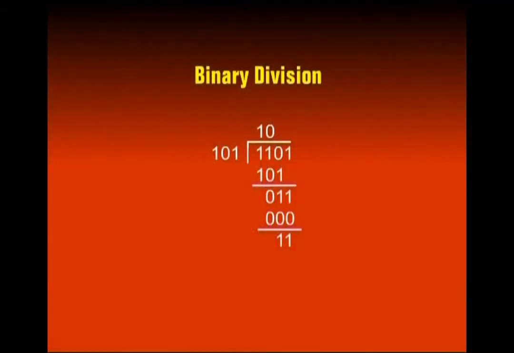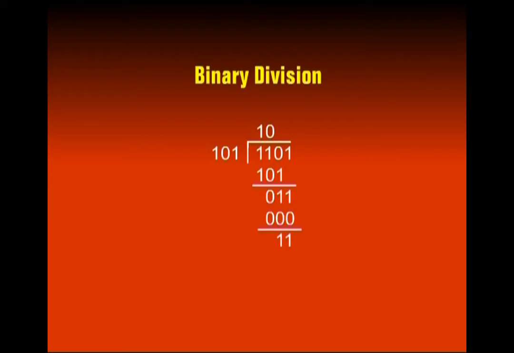Let us now consider binary division. Binary division, again, the process is very similar to dividing numbers in decimal. Let me just explain binary division through an example. Let's have a look at the example. Consider the binary number 1101 to be divided by the number 101. The number 1101 is equal to decimal 13, and the number 101 is 5. So when you divide 13 by 5, you get a quotient value of 2 and the remainder 3.